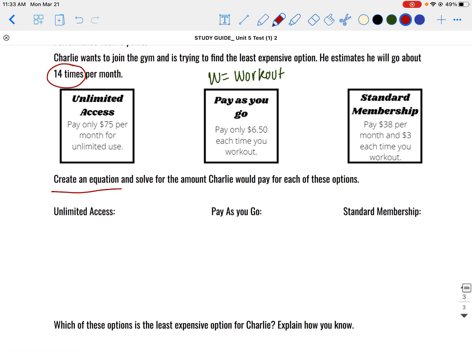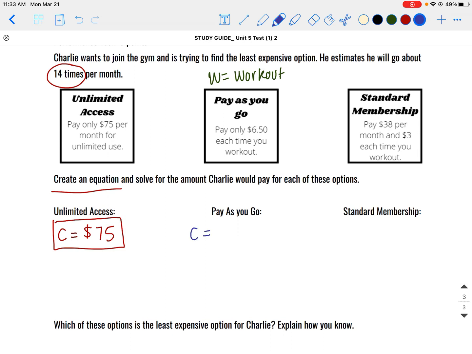All right, so unlimited access, that cost is just gonna be $75 regardless, right? No matter how many times you go, whether it's 0 or 100, you're just gonna pay $75. So there's nothing more as part of that equation. It's just your cost is always $75. What about pay as you go?